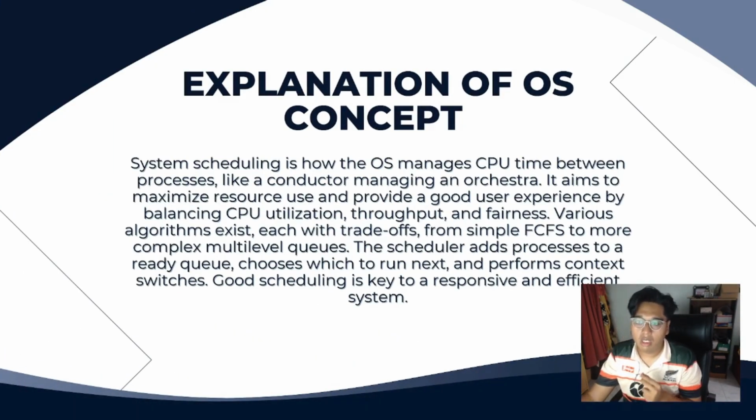So basically, scheduling is how the OS manages CPU time between processes, like a conductor, manager, and orchestra. It aims to maximize resource use and provide a good user experience by balancing CPU utilization, throughput, and fairness. There are various algorithms, each with trade-offs, from the simple FCFS, first come first serve, to more complex multi-level queues. The scheduler adds processes to the ready queue, chooses which to run next, and performs context switches. Good scheduling is key to a responsive and efficient system.